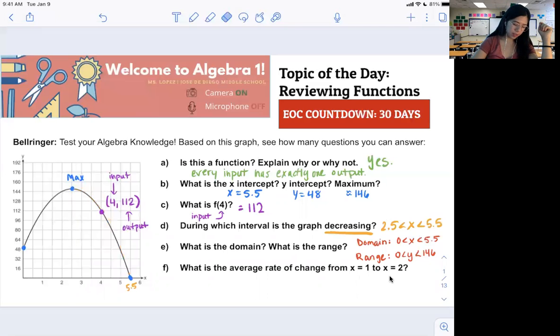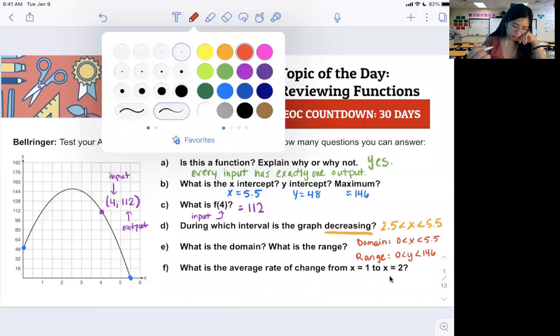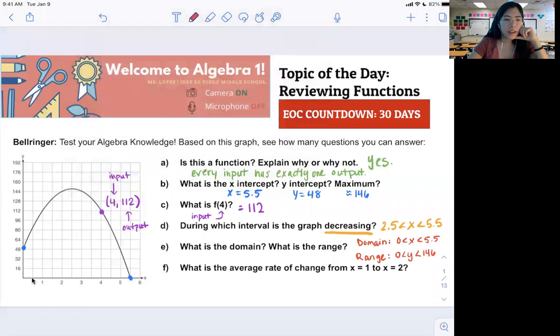So this is something that definitely we need to make sure we know. From X equals 1 to X equals 2, let me see, what color have I not used? I'll use pink. X equals 1 is right here. So on my graph, I go over here. This is 1, 112. X equals 2 is over here. When I go up on my graph, I'm at 2, 144. Okay, rise over run, yes.